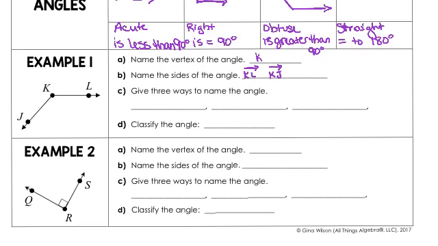What are 3 different ways to name this angle? Well, we said if the vertex only has one angle coming off of it, you could just call it angle K. You could call it angle LKJ. You could call it angle JKL. What you cannot do is call it LJK or JLK. You must have the vertex letter be in the middle. How would you classify this angle? Is it acute, right, obtuse, or straight? It's obtuse.